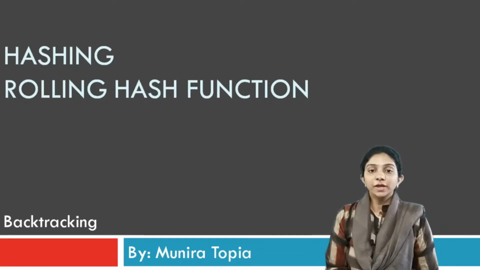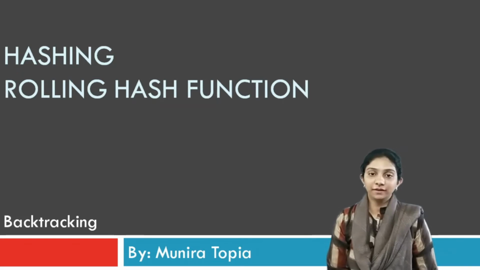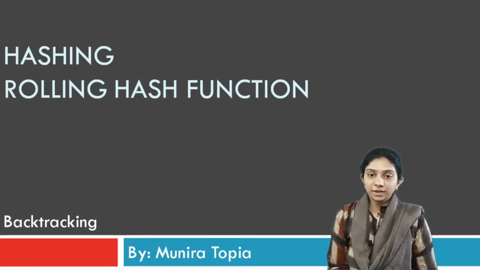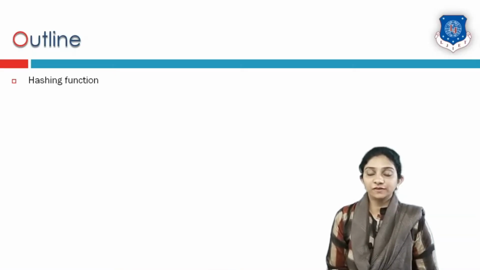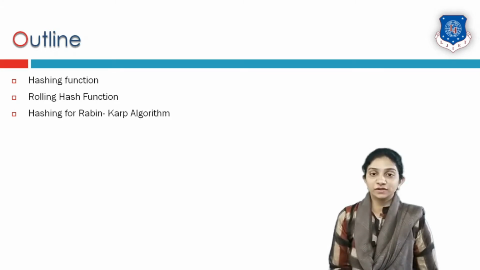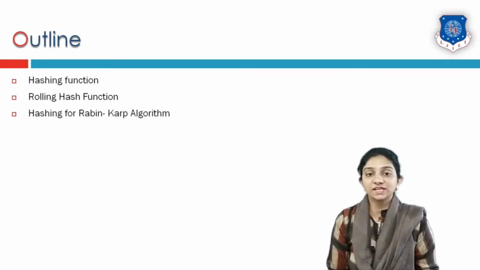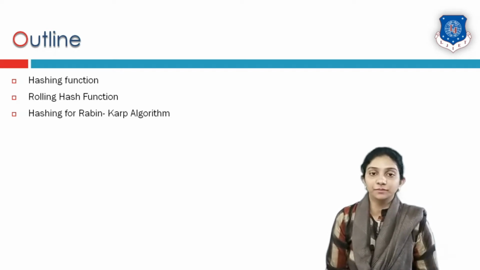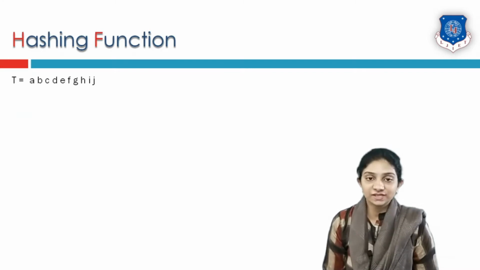Hi, today we are going to study hashing and rolling hash function which is used inside Rabin-Karp method. So let us start with hashing function, followed by rolling hash function, and how this hashing function is used in Rabin-Karp algorithm. So let us start with hashing function.